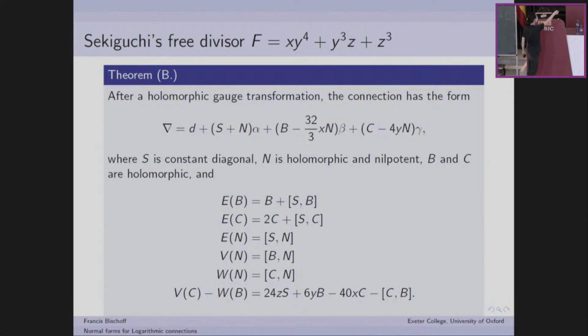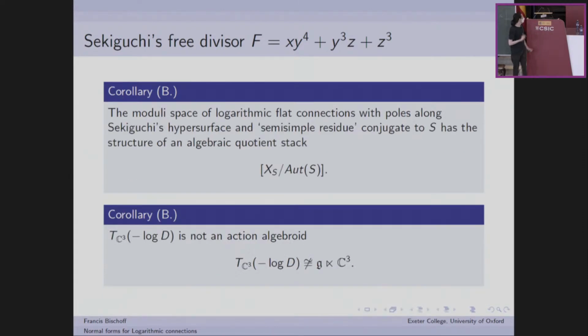So S is a constant diagonal matrix and N is nilpotent, and then you have B and C, and they satisfy this system of equations. And again, looking at the first 3 equations, we get a finite dimensional vector space, and then the last 3 define a subvariety of that. So we get the same type of theorem, which says that we get an algebraic quotient stack.